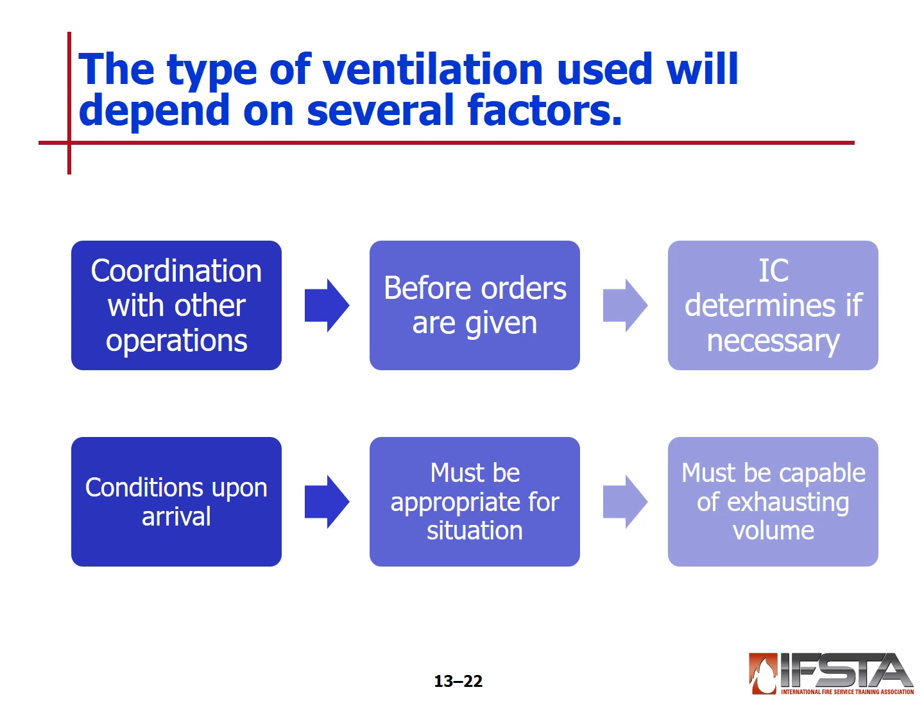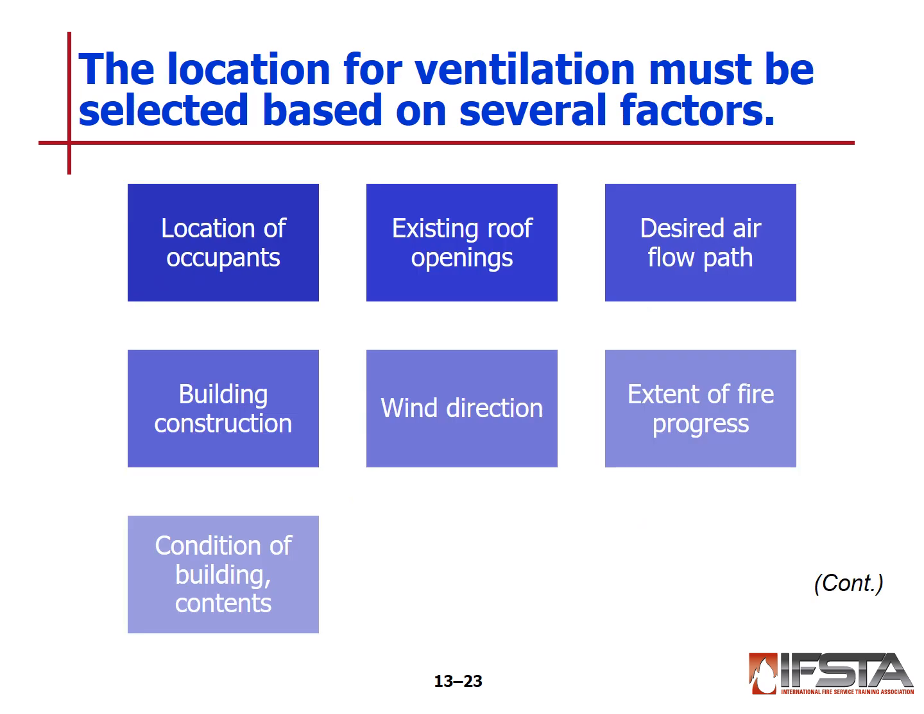And anything that we choose to do has got to be capable of exhausting the volume. We're going to talk about that a little bit later when we talk about using positive pressure and trying to force it against Mother Nature and stuff like that. So the location of the ventilation has got to be based on several different factors. Factor number one is going to be the location of the occupants if it is known. If we don't know where they're at, the best we can do is assume the worst possible location, because then if they're not there, you have a better chance of survival.